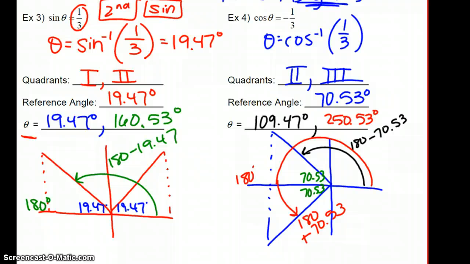Okay, let's go ahead and move on to example 5. So if you haven't gotten all of this down, you might want to go ahead and pause the video. Otherwise, we're moving on.